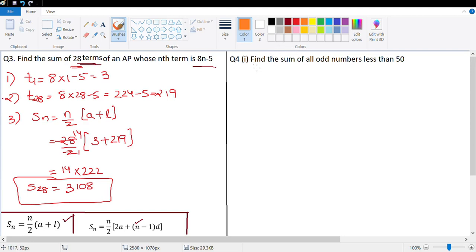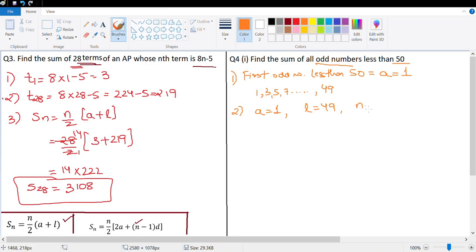The next question that we have is question number 4, part 1. It says find the sum of all odd numbers less than 50. So the first odd number is equal to a, in this case 1. What would be the next odd number? That will be 1, 3, 5, 7, and so on and so forth. And the last number will obviously be 49. So in this case, a is equal to 1, l is equal to 49.